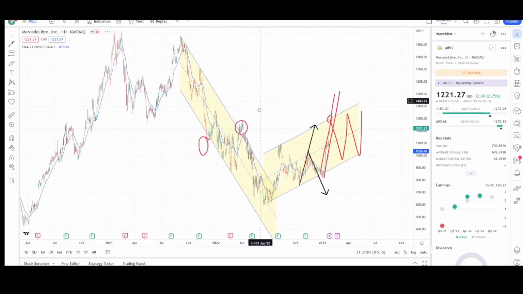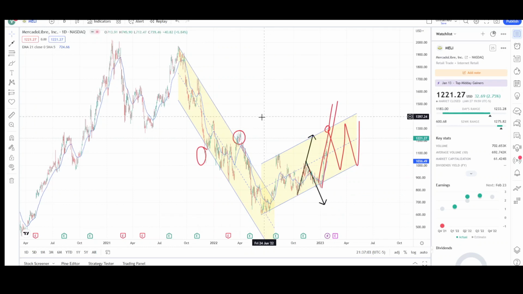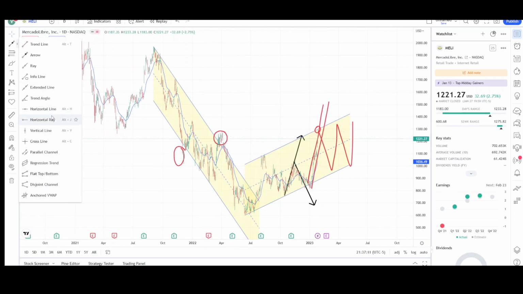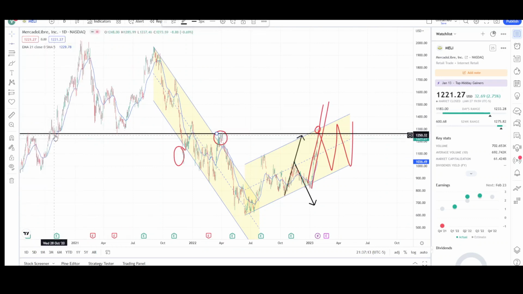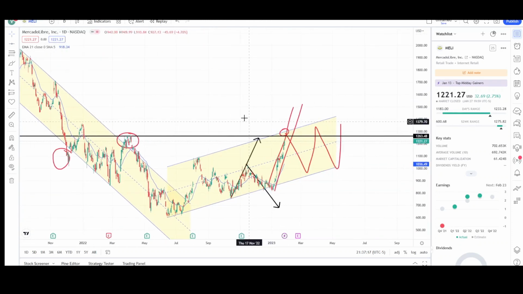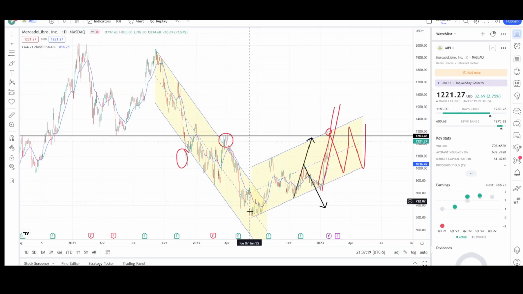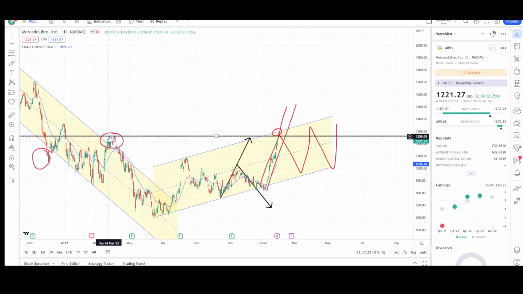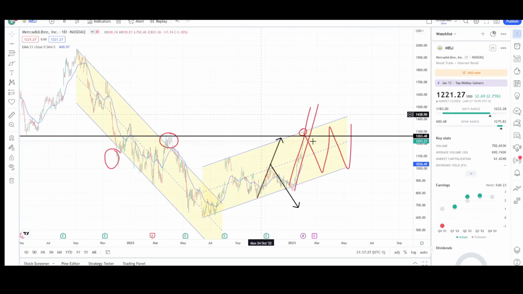I'm not going to be saying this is a bottom for MELI until we see a break of this. There's a key level right here at the 1250 level. You can see how it's acting as support and resistance multiple times throughout the chart. So I want to see that broken and then held for me to say this is a bottom. Right now, we're still coming up to a resistance zone. So a lot of reasons why we should be seeing a sell-off, at least in the short term.